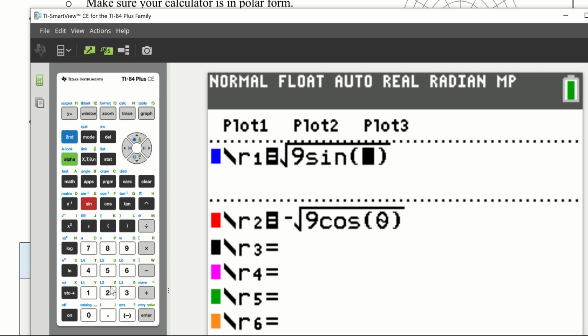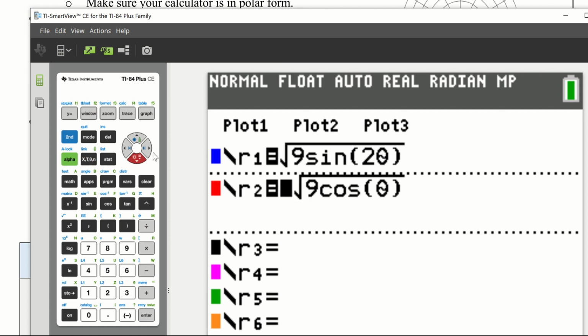Oh, hang on. Maybe that's what happened. I think this is why my graph didn't look right. I just didn't type it right.